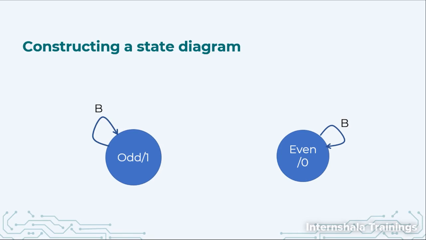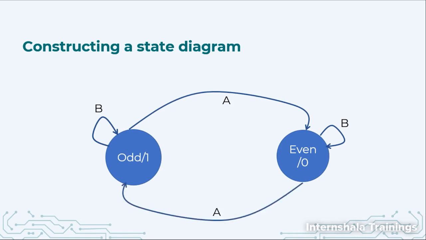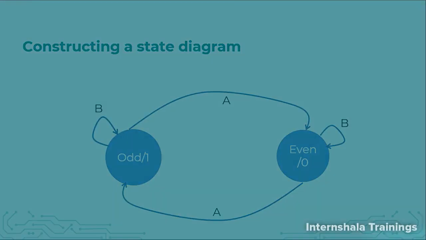If my input is A and the number of A's were odd, now they will become even. And similarly, if the number of A's were even and the input is A, it will become odd. So we are not counting, we are just indicating whether the number of A's are even or odd. And with this simple state diagram, we are able to design this system.